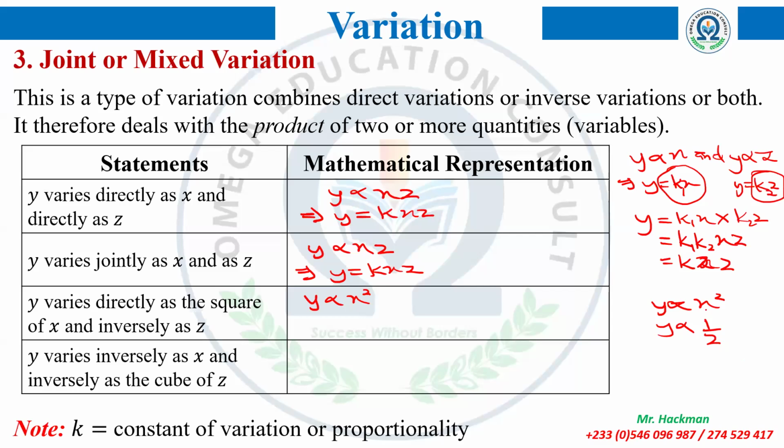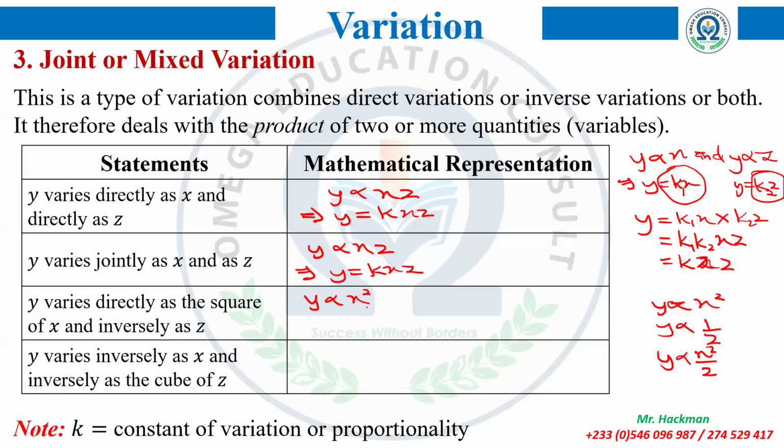Yes, please. Okay, joint variation deals with products, and we know that there's a joint variation. So now y varies, then you come and multiply this. That will give us x squared over z. Do you agree? Yes. Okay.